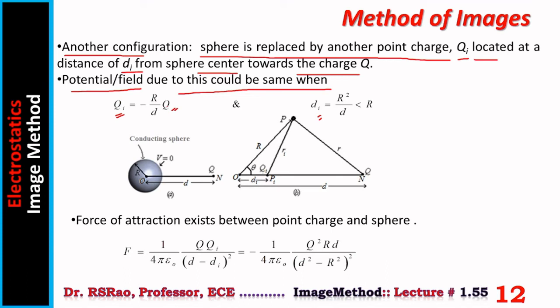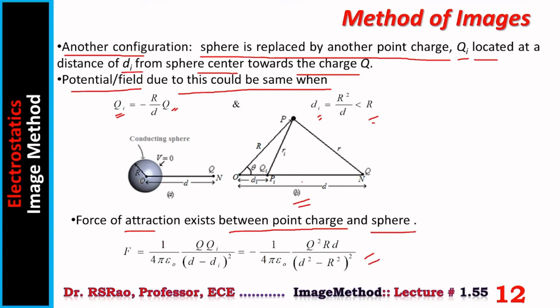So if the original source is positive, the image source is negative. If the original source is negative, the image source becomes positive. Di, the distance of the image charge from the center of the sphere, also you should not select in an arbitrary manner. It should be R square by D. R, D, Qi, everything is depicted in the diagram. When these conditions are satisfied, the equivalent configuration gives boundary conditions same as the boundary conditions obeyed by the original configuration. The force of attraction that exists between point charge and sphere can be calculated.